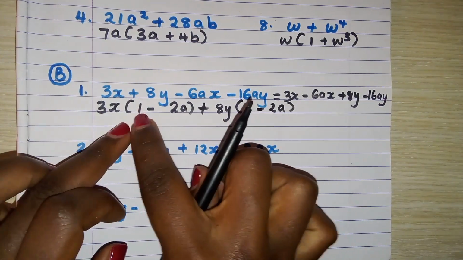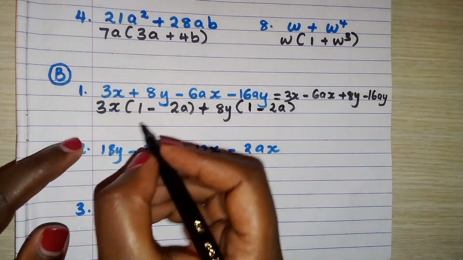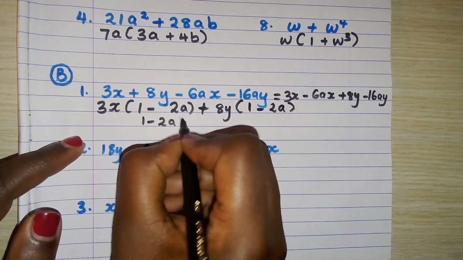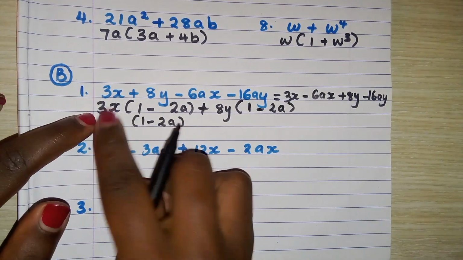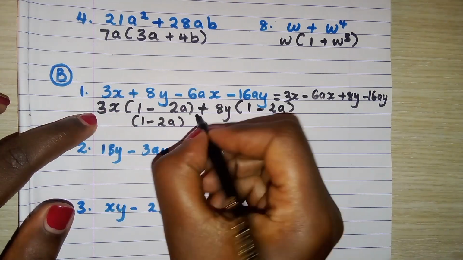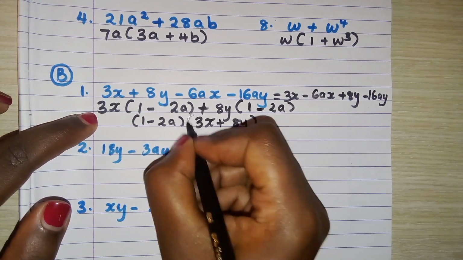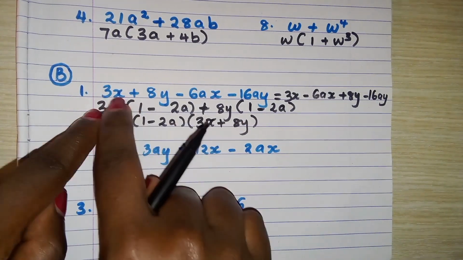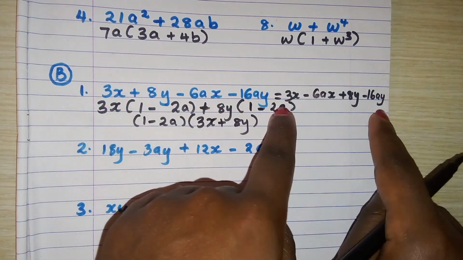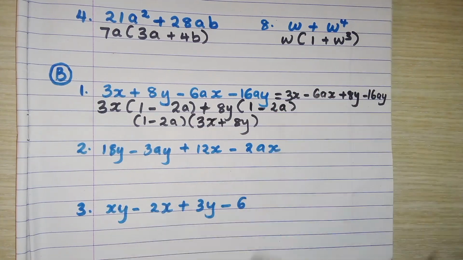So here you notice this one and that one is the same, so we'll just take one of them. Then the numbers outside the bracket will be combined together. So we have 3x plus 8y. So in this case, when the question cannot be factorized, you just reorder the terms again.